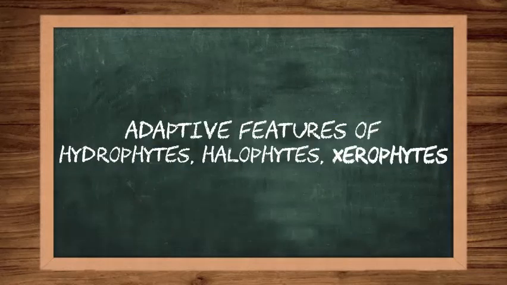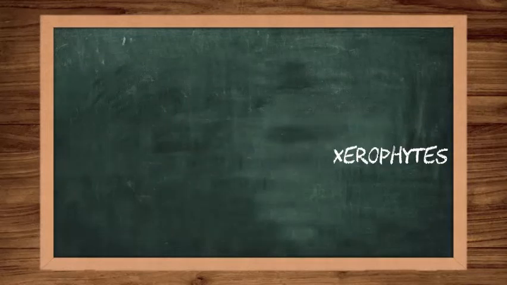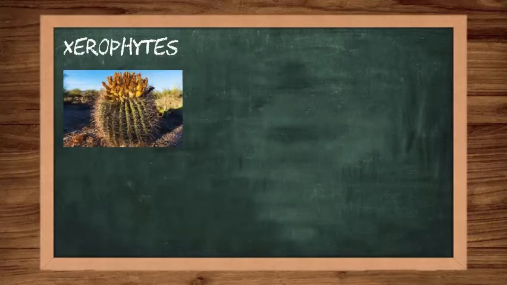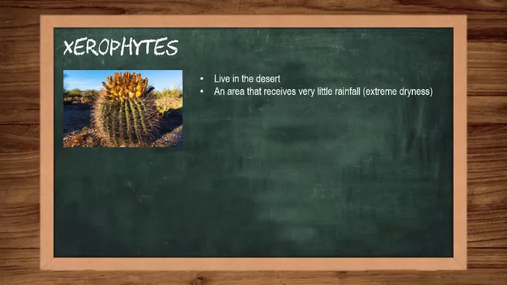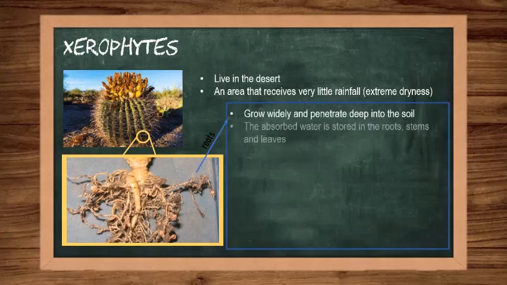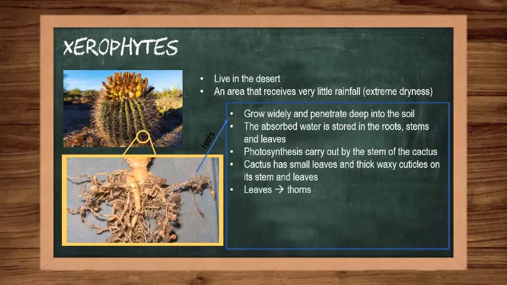And the last adaptive feature, xerophytes. Plants might live in the desert, an area that receives very little rainfall. However, xerophytes can overcome this problem of extreme dryness. The roots of xerophytes grow widely and can penetrate deep into the soil to absorb water and mineral salts. The absorbed water is stored in the roots, stems, and leaves.